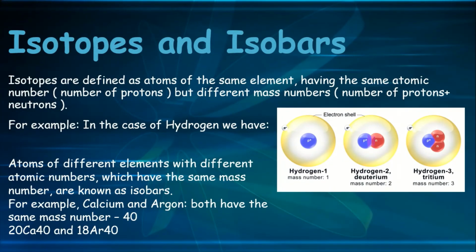Isotopes and isobars. Isotopes are defined as atoms of the same element having the same atomic number, number of protons, but different mass numbers, number of protons plus neutrons. For example, in the case of hydrogen, we have hydrogen with mass number 1, then deuterium, hydrogen 2, with mass number 2, and tritium, hydrogen 3, with mass number 3. Atoms of different elements with different atomic numbers which have the same mass numbers are known as isobars. For example, calcium and argon both have the same mass number 40. So 20 calcium 40 and 18 argon 40.